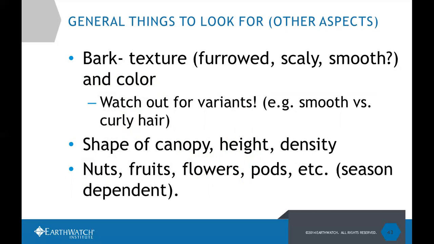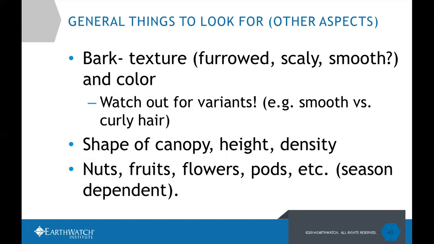Another thing to look at is the shape of the canopies and the height and density of that canopy, and overall, how is this tree growing? Sometimes that's also a very good indicator. Is it a very narrow canopy? Does it spread out a lot? That'll help you with some of the harder species identifications.